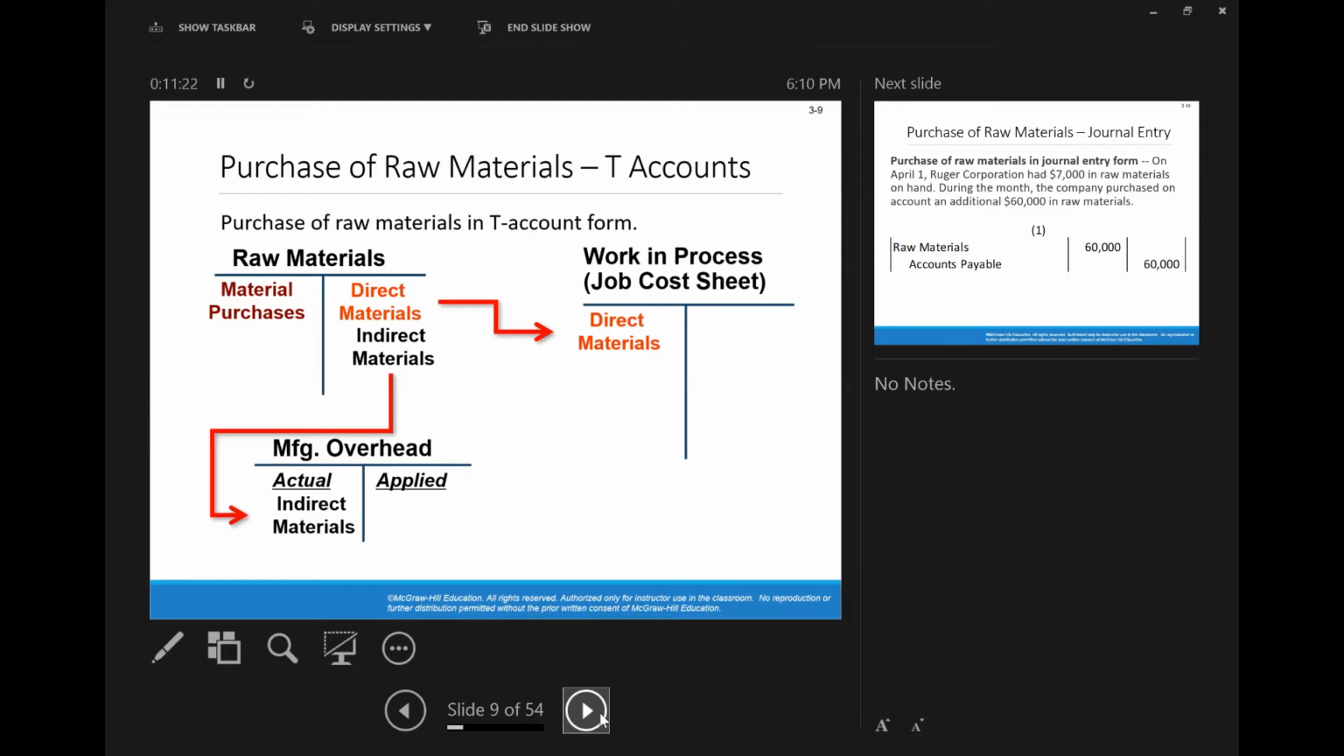So we're going to look at the journal entry, but if you know what's happening on the T accounts, it'll be easier to do the journal entries. So all we're doing is taking our material out and moving it over to work in process because now we're going to be using that product.